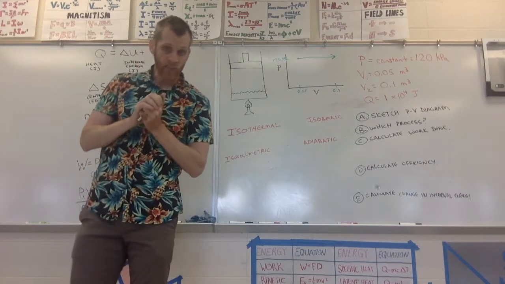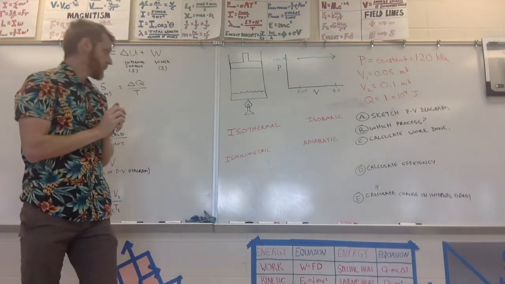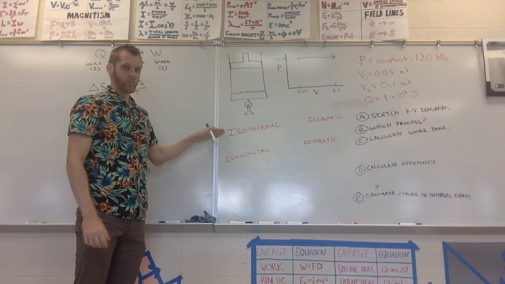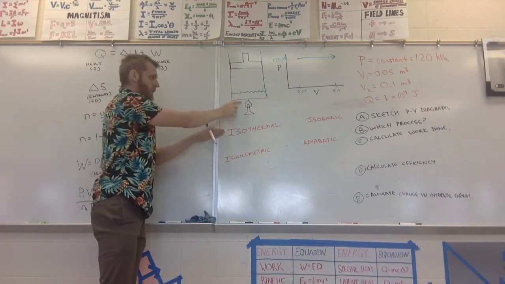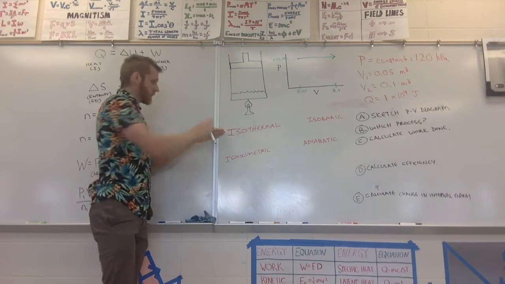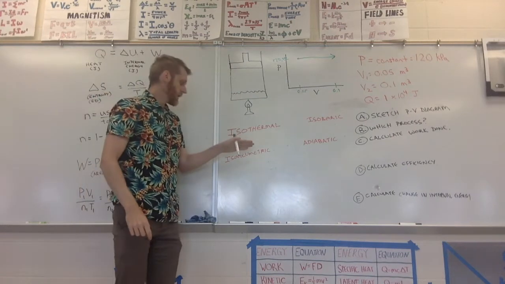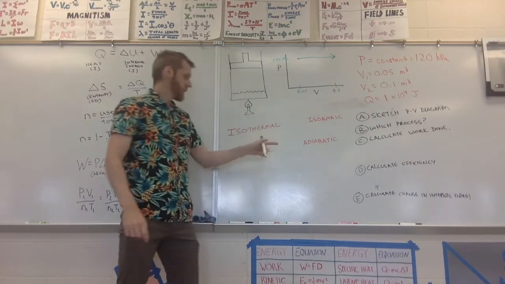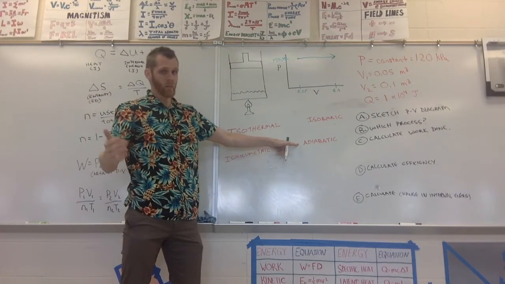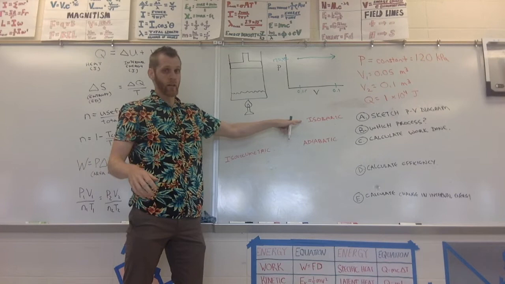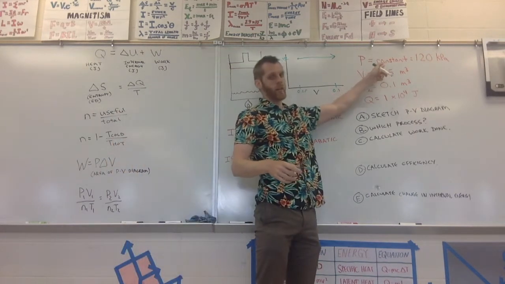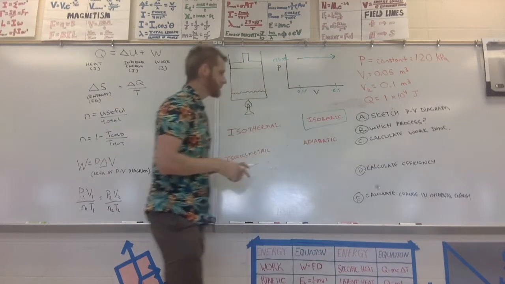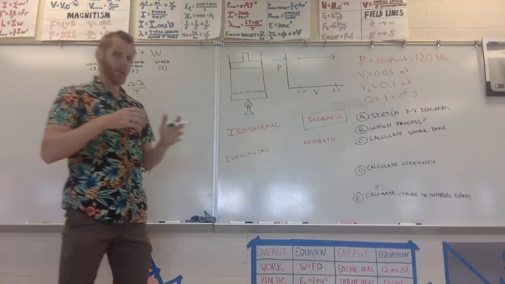B, which process is this? Now we have 4 choices here. Is it isothermal? No, because the temperature is obviously increasing, so it's not going to be isothermal. Is it isovolumetric? No, because the volume changed. Is it adiabatic? Maybe, but is it isobaric? Yes, because it even tells us the pressure is constant. The pressure stayed the same. So it is isobaric.